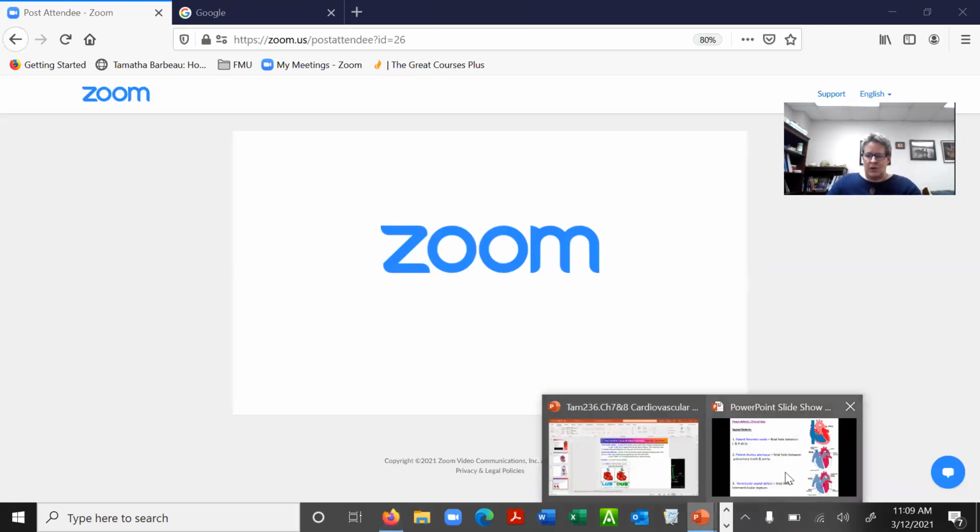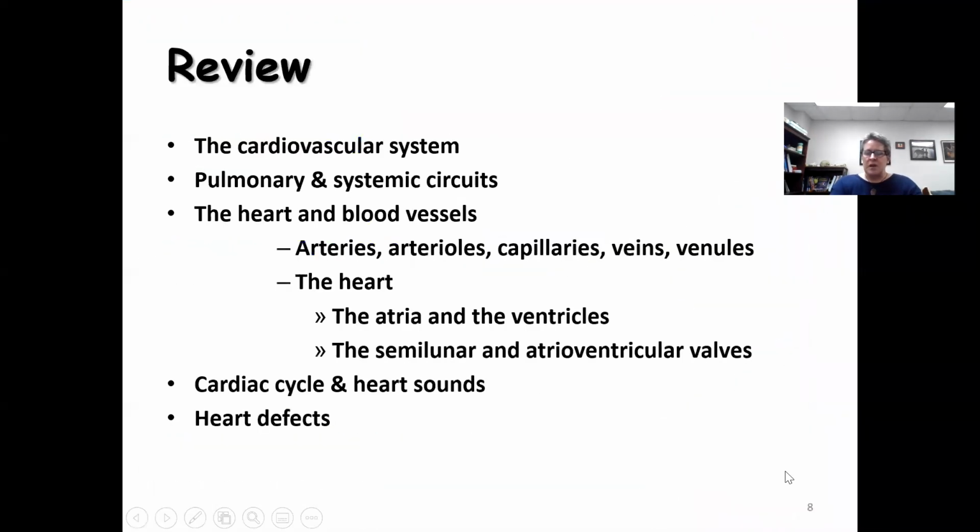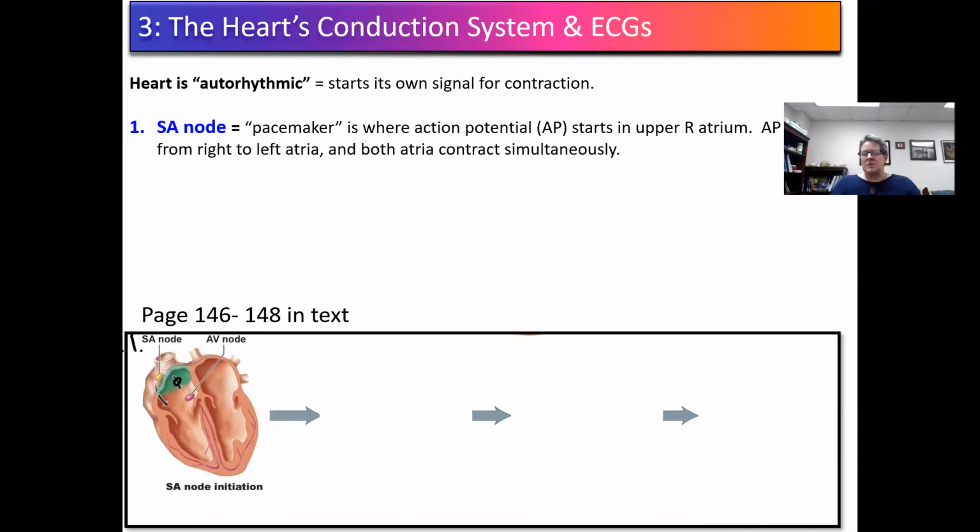So let's continue on. This would be a review. This is a good time to go back through and review what we've learned until now. Next is going to be the electrical conduction system in the heart. So the heart is autorhythmic. What that means is the start of an action potential in the heart muscle happens spontaneously. It does it itself. And where that impulse starts is in the heart's pacemaker, or sinoatrial node. That is where it starts.